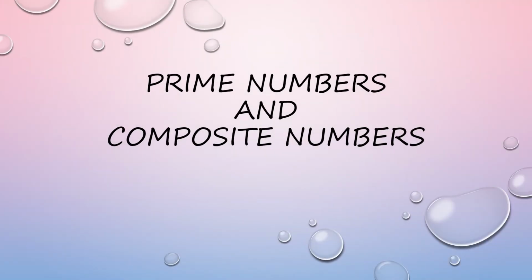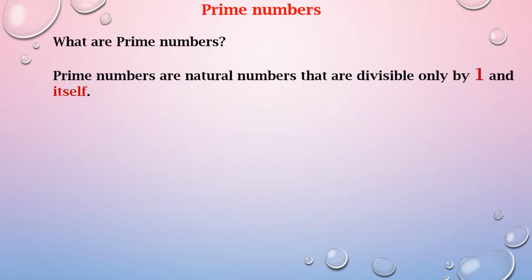Let's do prime numbers and composite numbers today. Prime numbers and composite numbers. What are prime numbers? Prime numbers are natural numbers that are divisible only by 1 and itself.